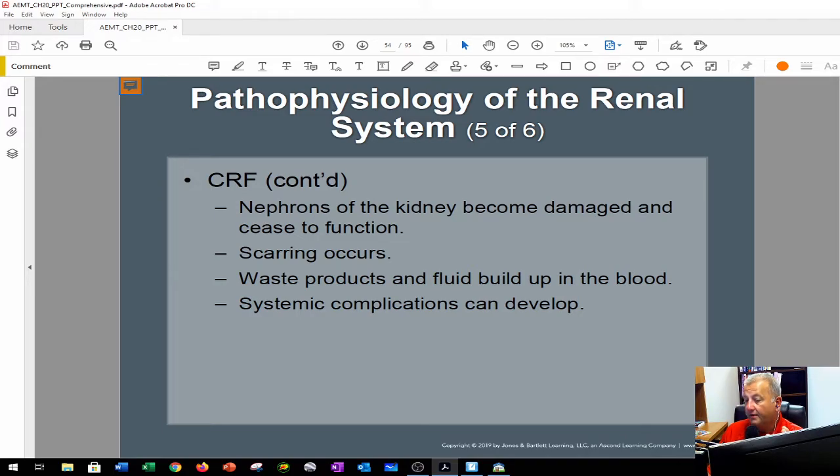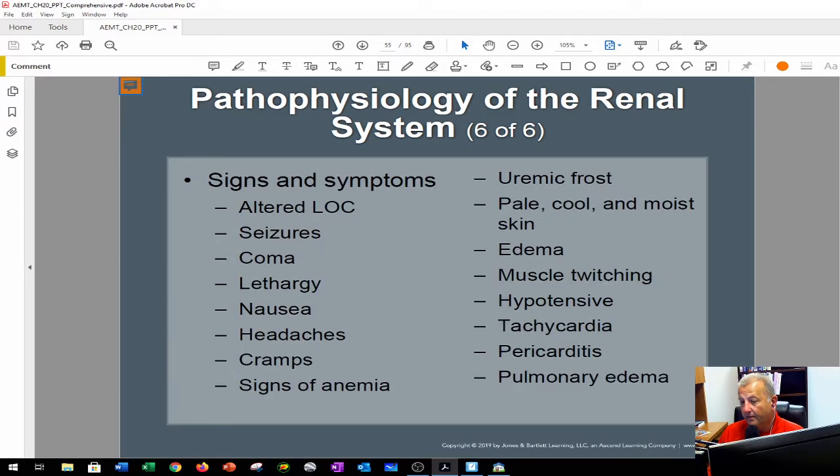So the nephrons of the kidney, where urine is produced, can become damaged and cease to function. That's the problem. You start scarring some of that tissue inside the nephrons, and then you end up having your waste products build up. You see this with folks who have uncontrolled hypertension, congestive heart failure. A lot of times you can develop congestive heart failure secondary to the kidneys not working, and a whole host of signs and symptoms.